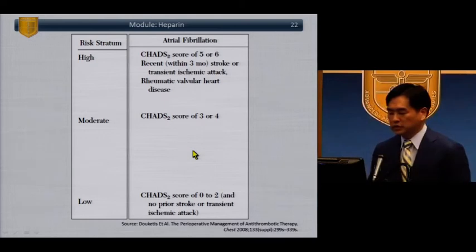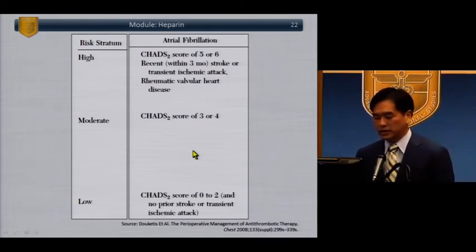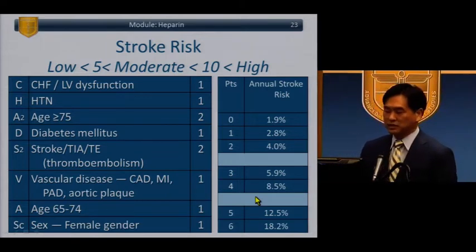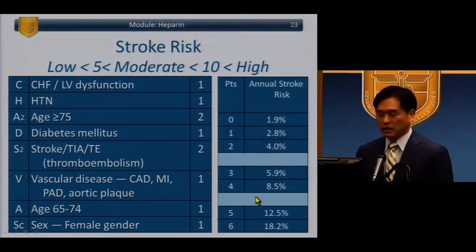AFib, here's where you're going into your CHADS scores, okay? And here is the CHADS-VASc scores. There's A1, which is age over 65, A2, which is age over 75, where you get 1 or 2 points. S1 is actually gender, and female gender, so technically S1 is she. S2 is stroke or TIA. These are the point scores, and they all go to annual stroke risk, right?